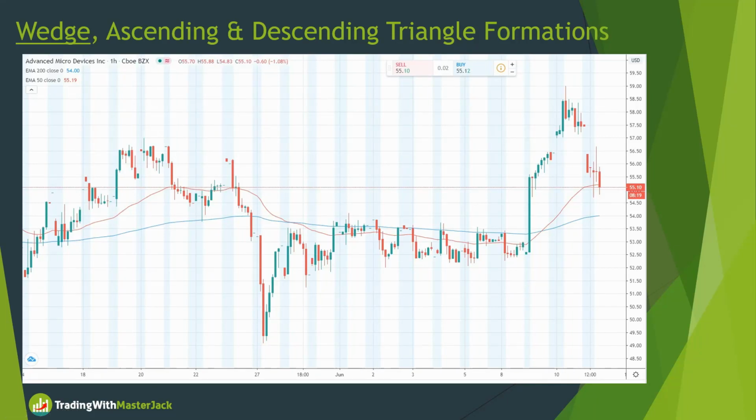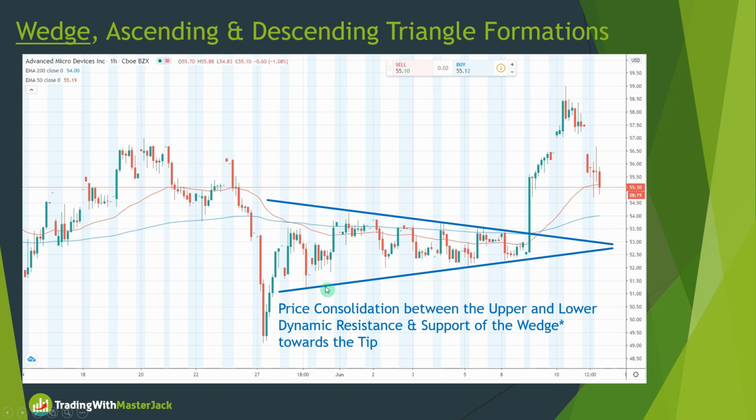Now we're going to deal with wedge formations. You'll see over here is a wedge formation. This happens when the price consolidation occurs between the upper and the lower dynamic resistance and support of the wedge towards the tip. You'll see there the price going into resistance, down into support, back into resistance, support, resistance, support, and becoming tighter along the way. And this can result in the price going either upward or downwards, and that's common for the symmetrical wedges. It's important to know that the price can go either way, as there's quite a bit of indecision in the market as this price consolidates tighter towards the tip.